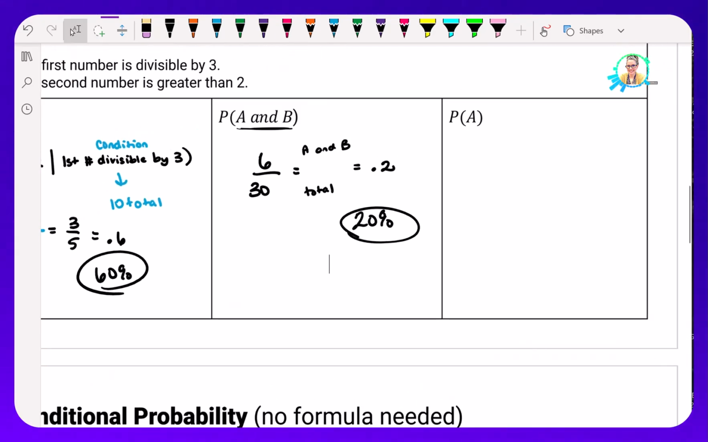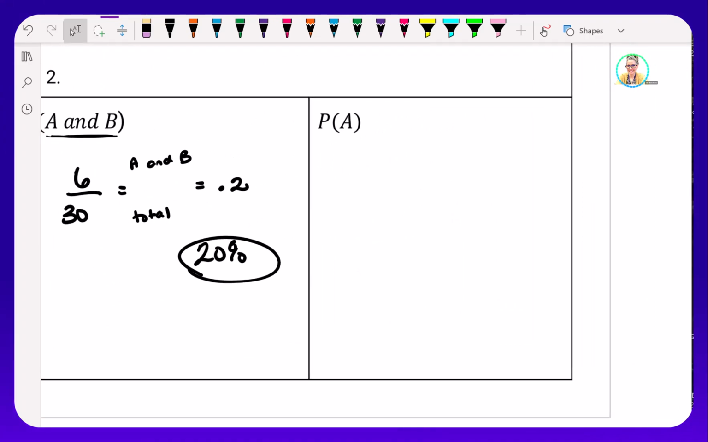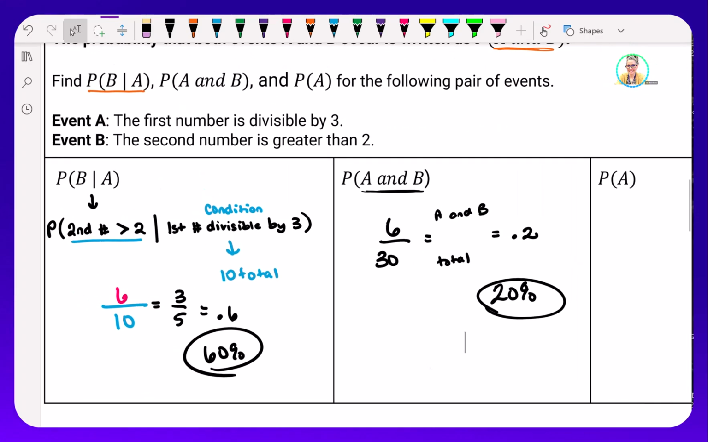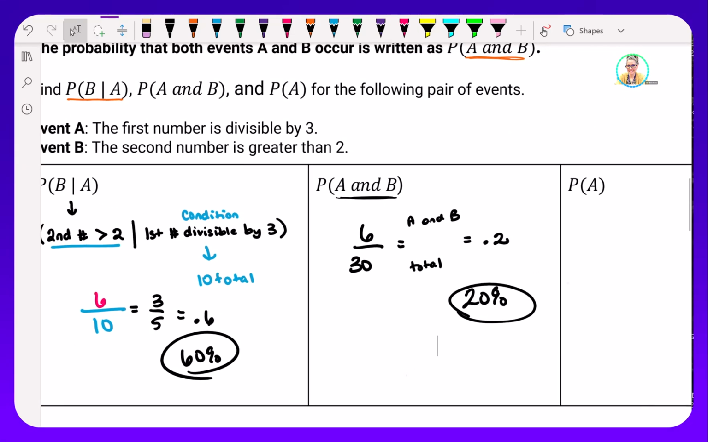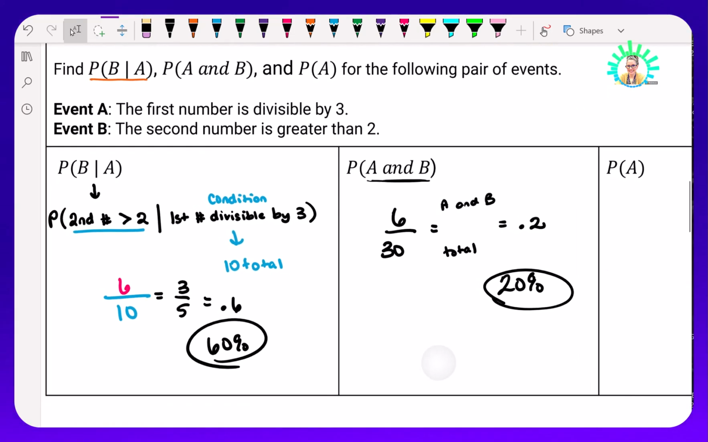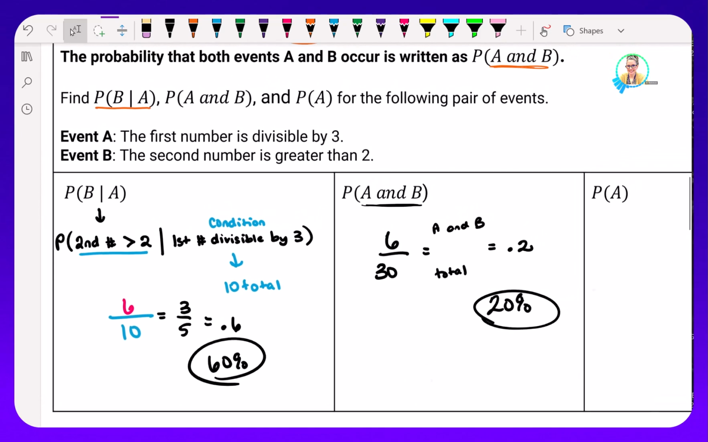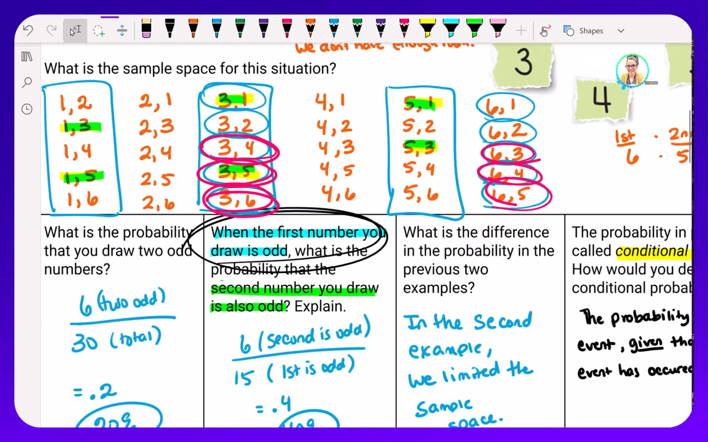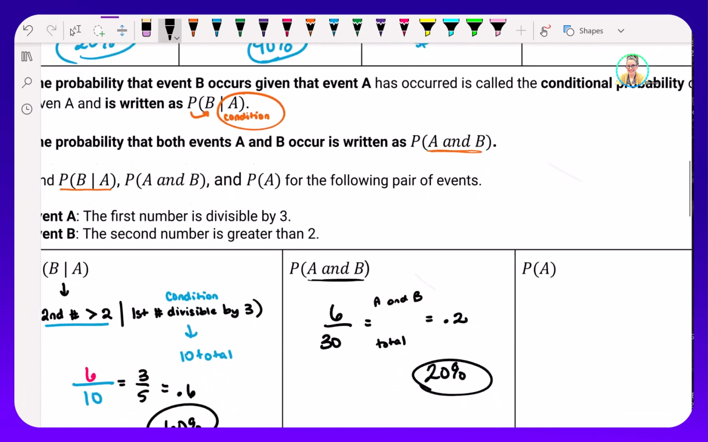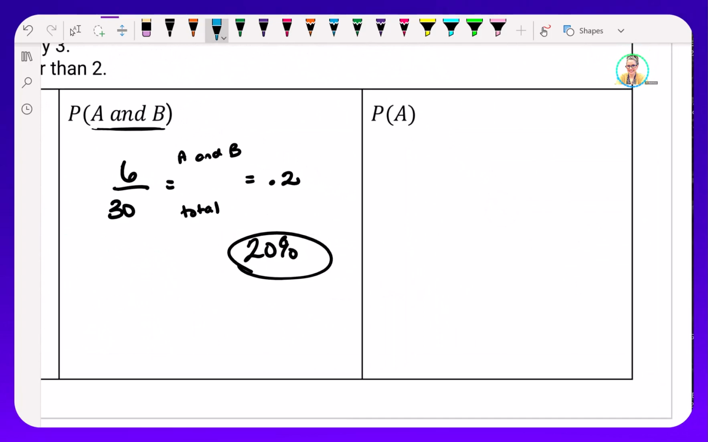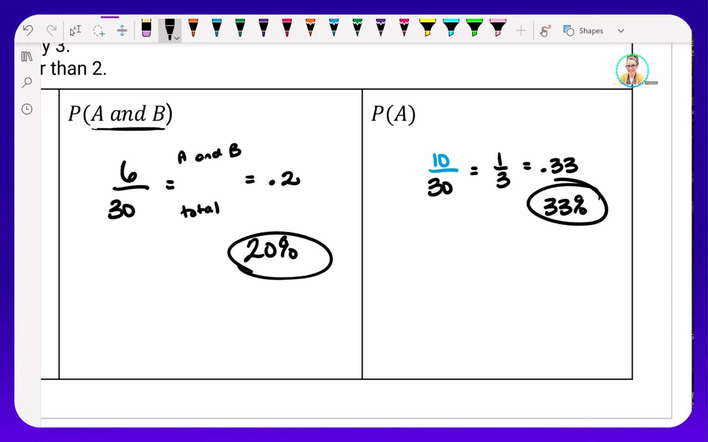Okay, and then the last one is just the probability of the first thing occurring, and A was the first number is divisible by 3. I have no condition. I just need to figure out how many have the first number divisible by 3. Well, those are all the ones that were circled in blue, so I have a total of 10 that are divisible by 3, divided by the original total, which is 30. So it's 1/3 or 0.33, that's rounded by the way, or 33%.